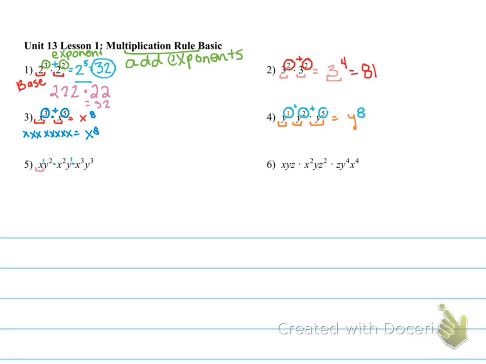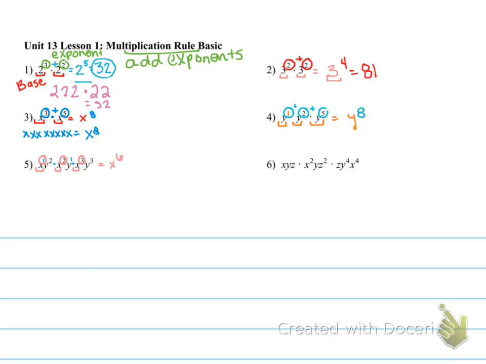Okay, so I've got an x here, I've got an x here, I've got an x here. So that means I'm going to have some type of x in my answer. So just take those x exponents and add them together. So I got 1 plus 2, which gives me 3, and then 3 plus 3 gives me 6. So I'd have x to the 6th.